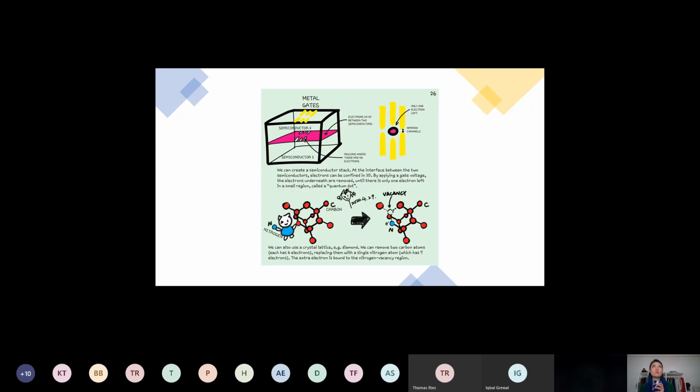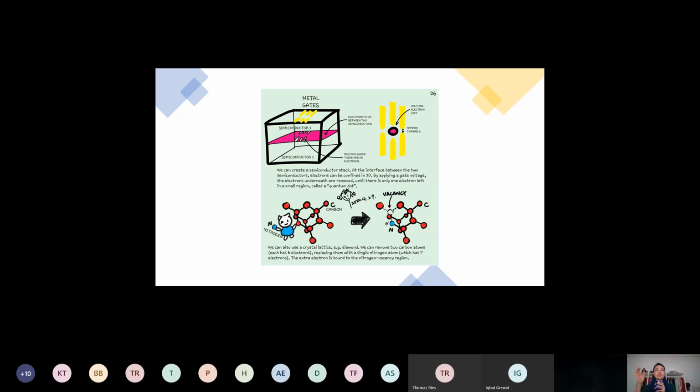But then how do you capture electrons and control them? There are a few different ways. In semiconductor stacks, you can have two semiconductor layers and a layer of electron sheets confined in 2D. Then you can apply metal gates to drain out the electrons around the gates to form a quantum dot in that little region that can keep just one electron in there.